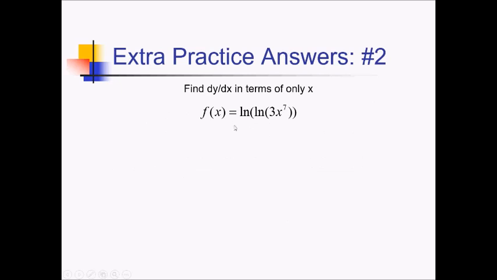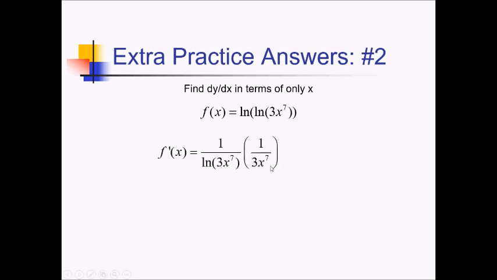For this problem, taking the derivative of this composition of functions, I've got a few chain rules going on. The outermost function is the ln of something. Derivative of that is 1 over the something, 1 over ln of 3x to the 7th in this case. Next, I have to take the derivative of ln of 3x to the 7th. That's another ln of something kind of situation. So we have 1 over 3x to the 7th for that derivative.